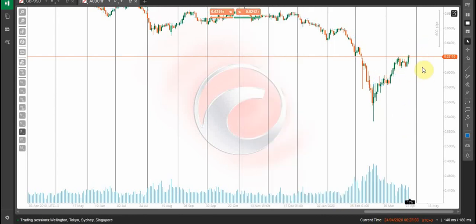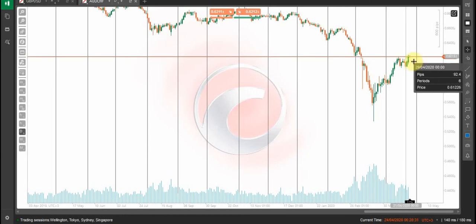So what happened in this entry, because he entered somewhere here, his entry is at the level of 0.62170. So 0.62170, somewhere here. Alright, somewhere here. This is the entry.